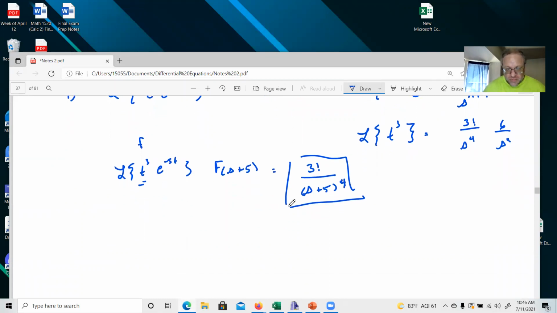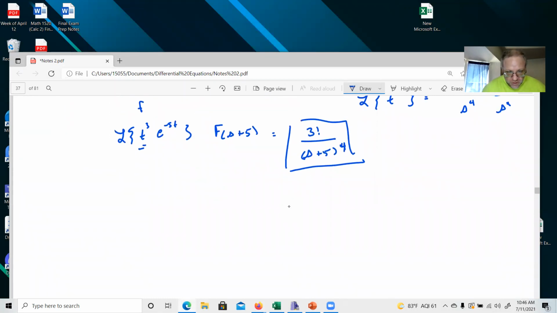Now, let me show you. Okay, so we're just going to do a part B here. So if I just have the Laplace transform of t cubed e to the negative 5t, okay, let me just show you it this way.